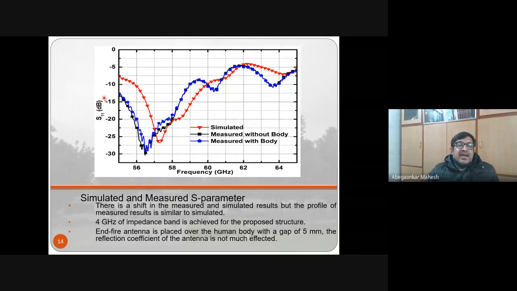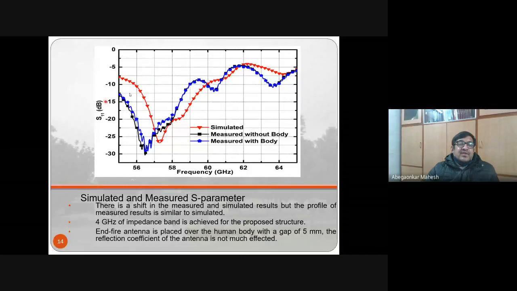If the impedance matching is good, then maximum power is transferred from the source to the antenna, so the antenna can radiate more power. If there is impedance mismatch, most of the power will be reflected. So this parameter, S11 or return loss, indicates that impedance matching. If S11 is less than minus 10 dB, it means there is good impedance matching.